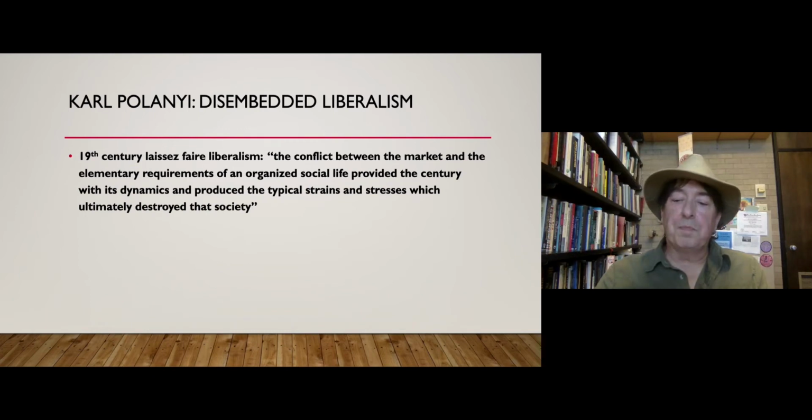So Polanyi argued that it wasn't by accident that finally we had world wars, World War I and II. We had the Russian Revolution. We had the Great Depression. We had a contraction of international trade and finance, deglobalization, so to speak.